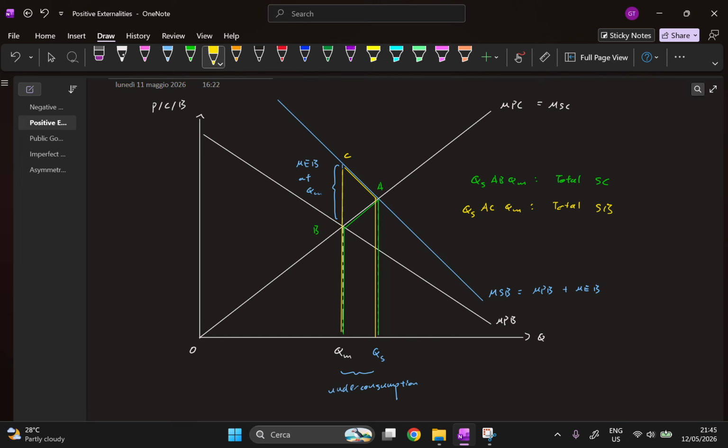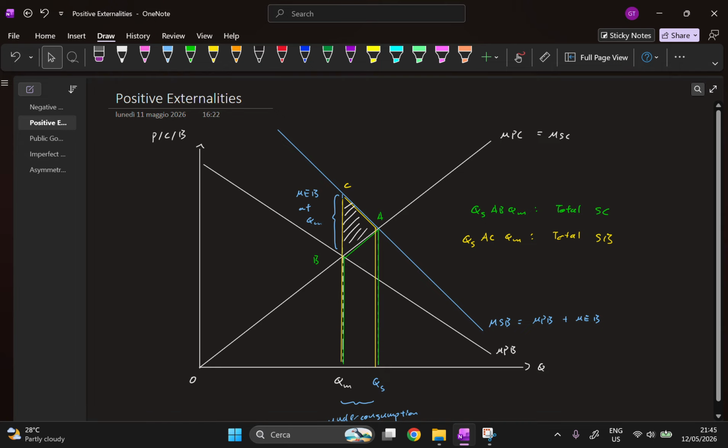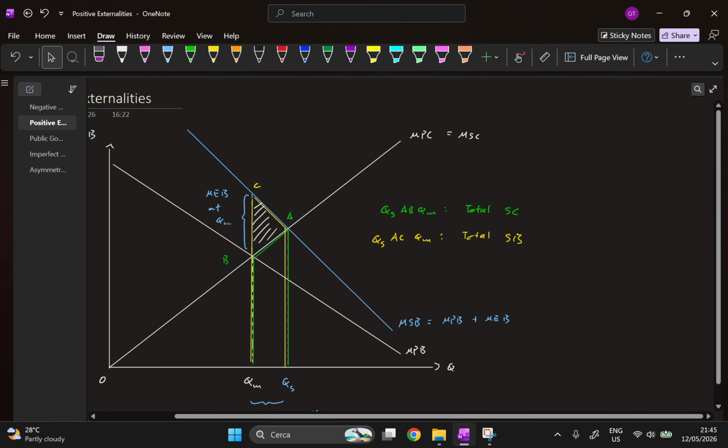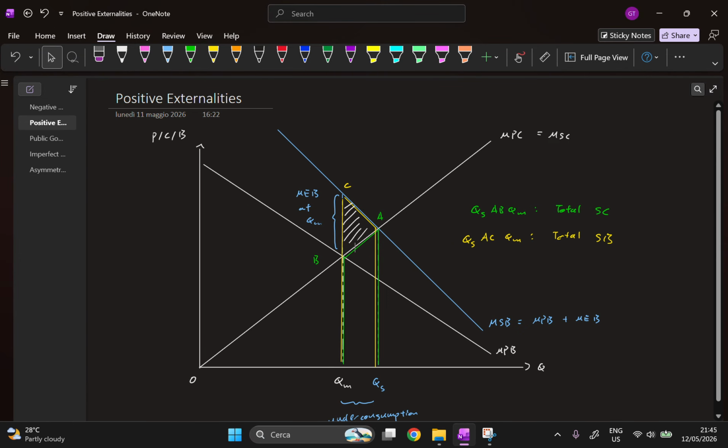So my dead weight loss is going to be area ABC. Do you need to shade the triangle? No. But Hua Chong prefers if you do for whatever reason. So let's not question Hua Chong, okay? So that's it for positive externalities. And of course, your solution to positive externalities is going to be subsidies, which I will cover in a bit.